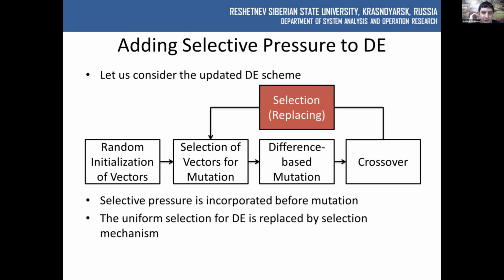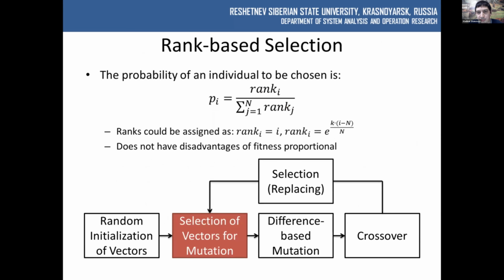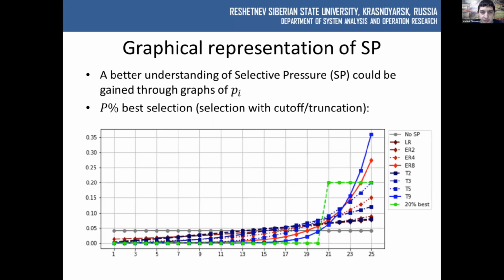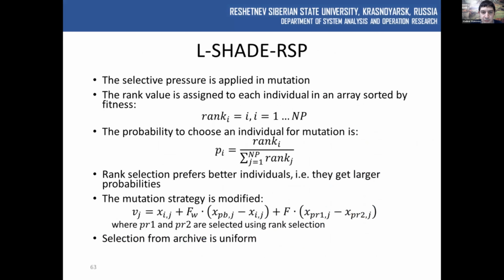Then in 2019, we had an idea. What if we add selective pressure to differential evolution? As I said in the beginning, there is selection in differential evolution, but it's not like classical selection in genetic algorithm, like tournament-based, proportional, and so on. So the idea was to add this selective pressure. For example, rank-based, like rank selection in genetic algorithm. We can use tournament selection, exponential rank selection, linear rank selection, proportional, and so on. So these are graphs of different selective pressure.